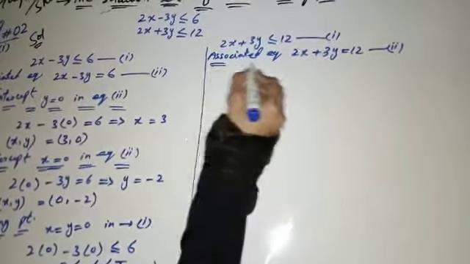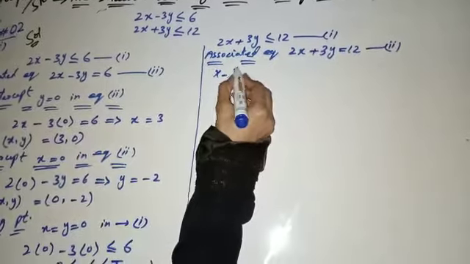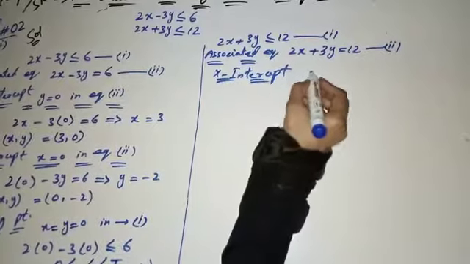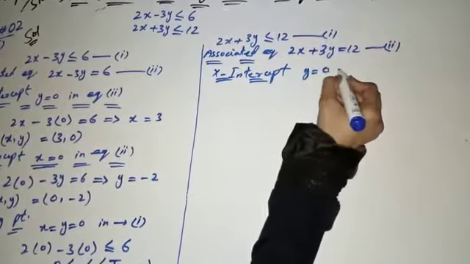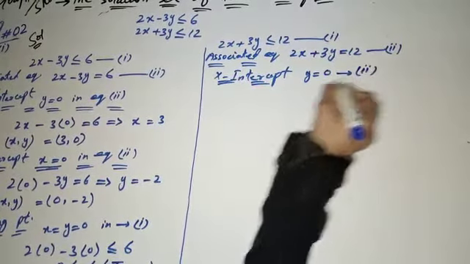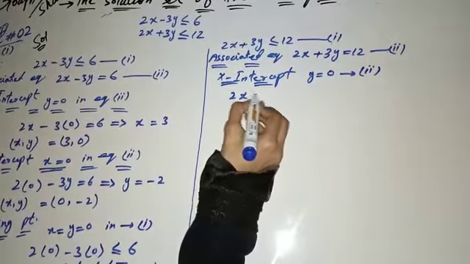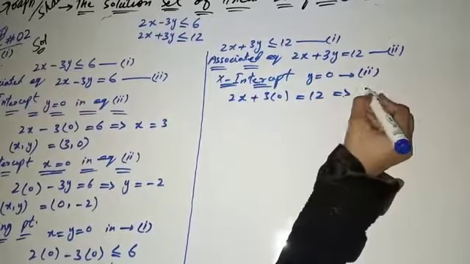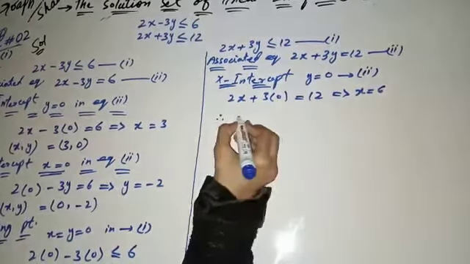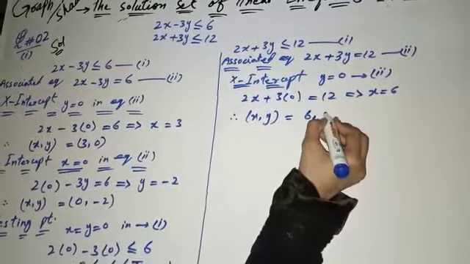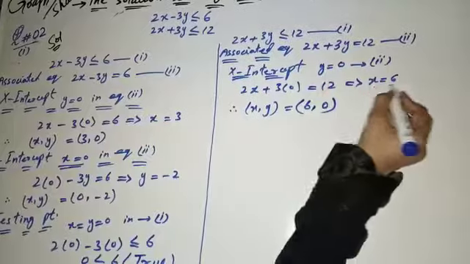Now I am solving the second linear inequality expression. The associated equation is written here. Now calculate the x-intercept. To calculate the x-intercept, put the value of y equal to 0 in the associated equation. That is 2x plus 3 times 0 is equal to 12. Now the value of x is 6. Hence, this is a point on this given linear inequality expression having values x 6 and 0. Value of x is 6, value of y is 0.